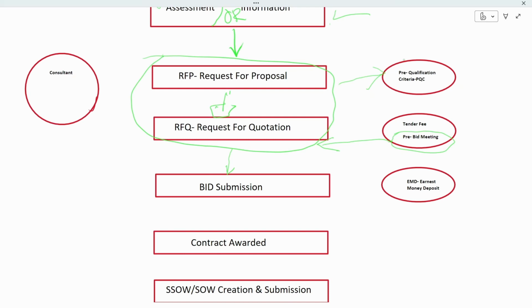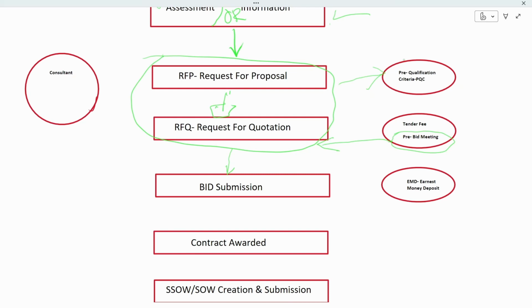So that criteria can be anything. It might be a technical criteria, a commercial criteria, or any other aspect. That aspect will be mentioned in the PQ criteria, which is very much important. If anyone doesn't fit into that criteria, that organization should not apply for the submission, because if they submit the bid, it will be rejected then and there itself.